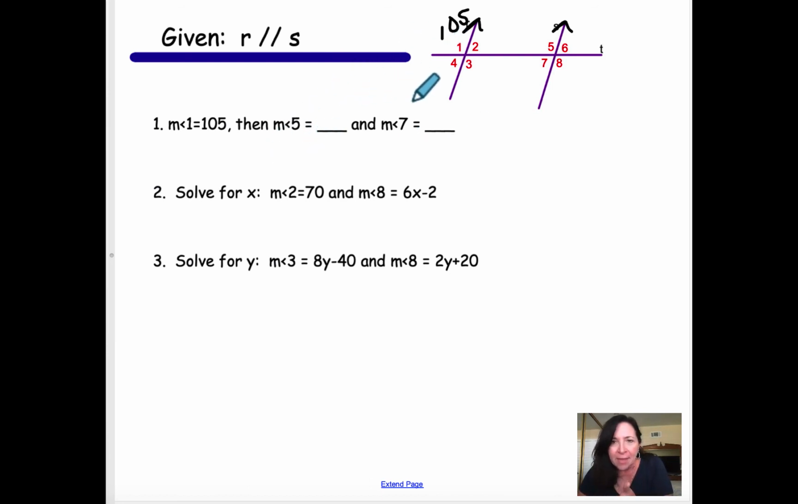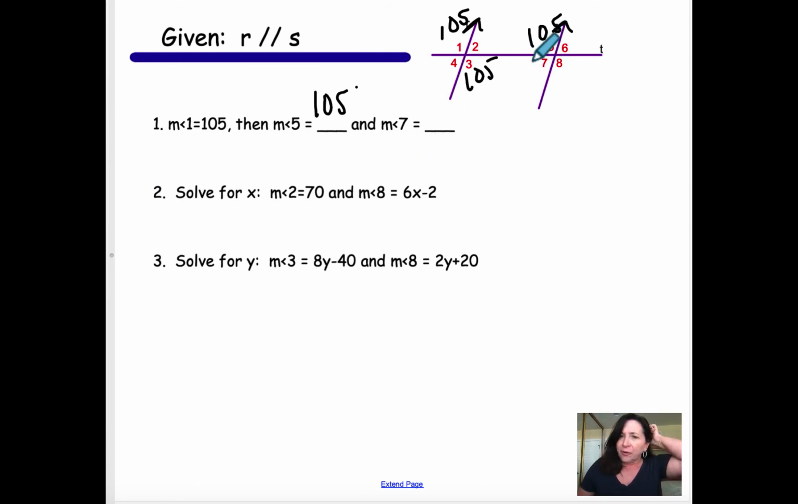Angles 5 and 7. Okay, so this is 105, that's 105. These are vertical angles. This is 105 because these are alternate interior angles. And so angle 5 is 105 because those are congruent. Alternate interior angles are congruent.